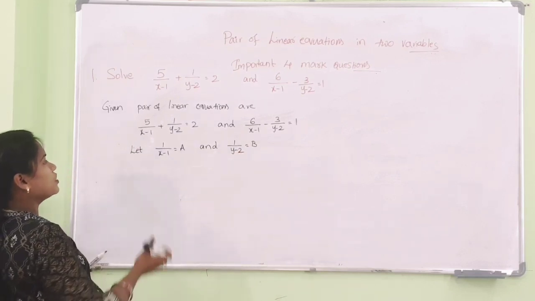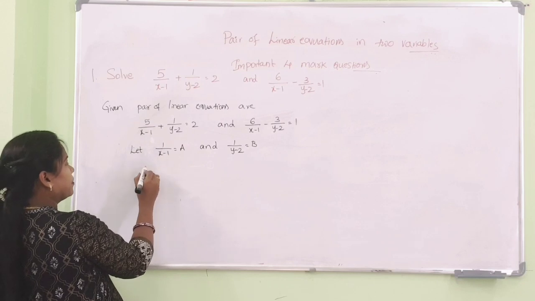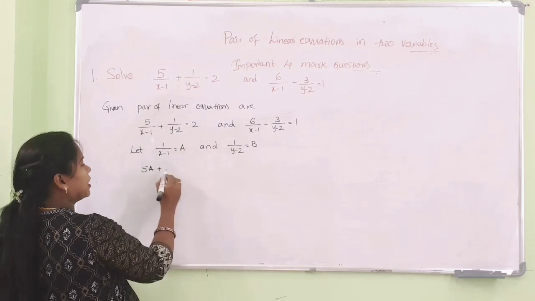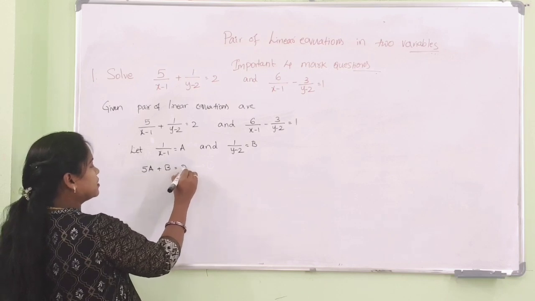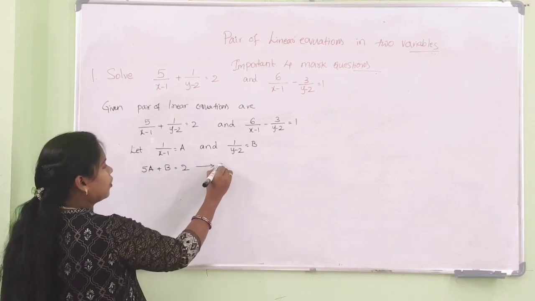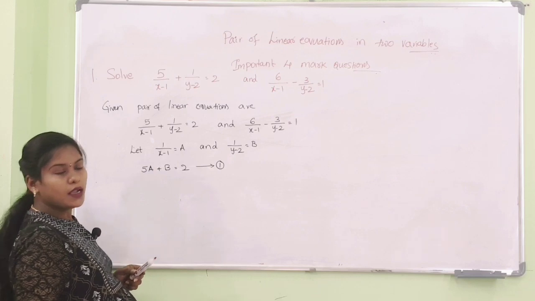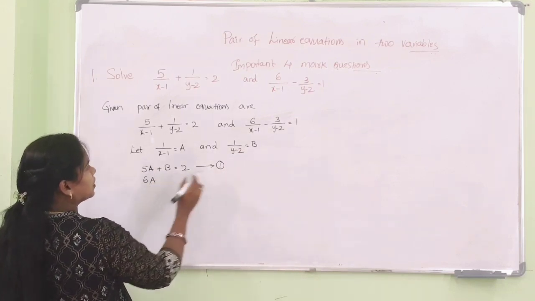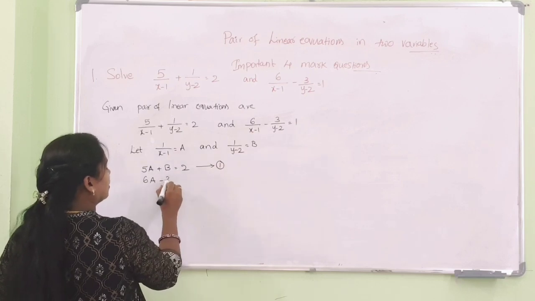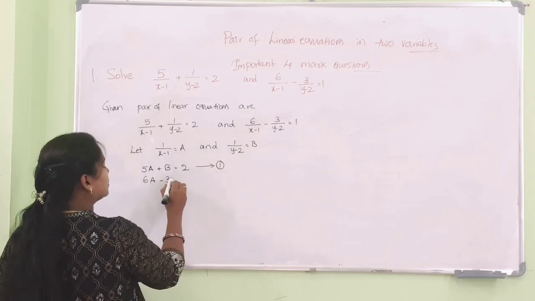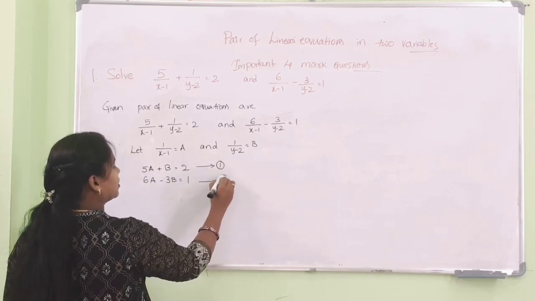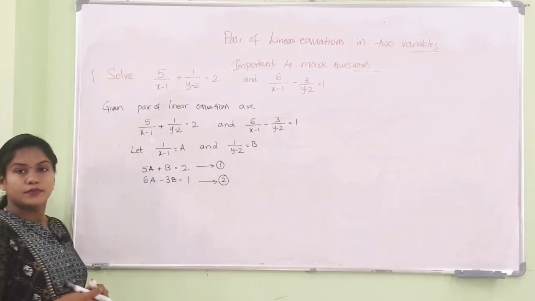Then the given equations will become 5a plus b, where 1 by y minus 2 is b, is equal to 2. Make it equation 1. And 6 by x minus 1 will become 6a, minus 3 by y minus 2 will become 3b, that is equal to 1. Make it equation 2.